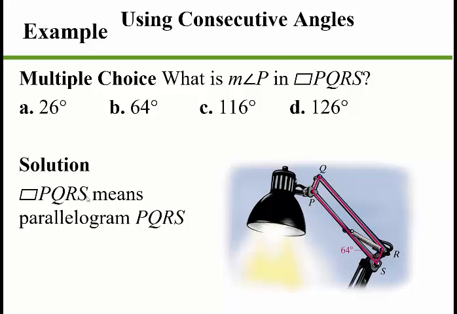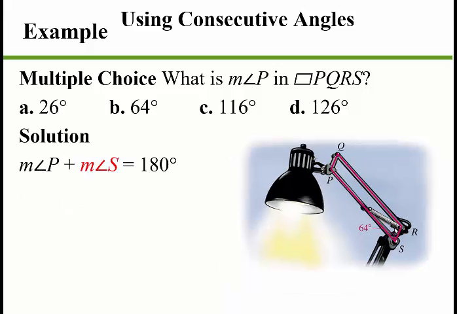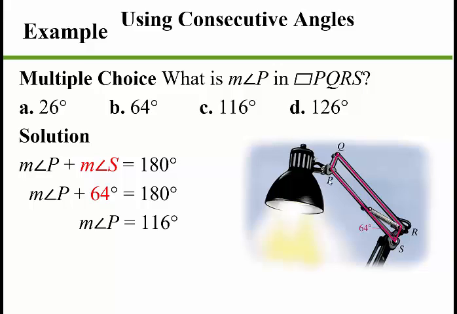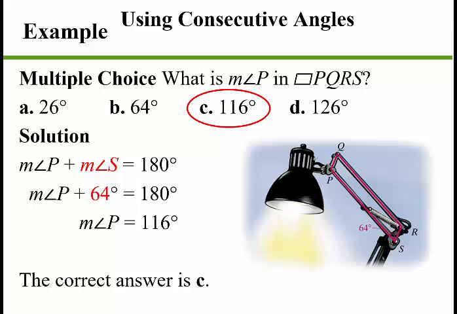Well, this means that we have this parallelogram PQRS, and these two right here, S and P, are consecutive angles. So the measure of angle S plus the measure of angle P has to be 180 degrees. Well, I know the measure of angle S is 64 degrees. Subtract that over. The measure of angle P then has to be 116 degrees. All right, so the correct answer here is C.